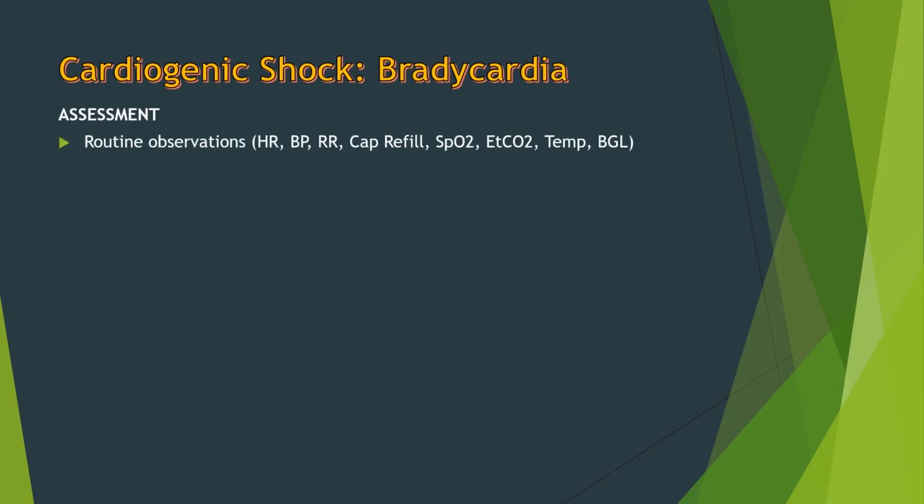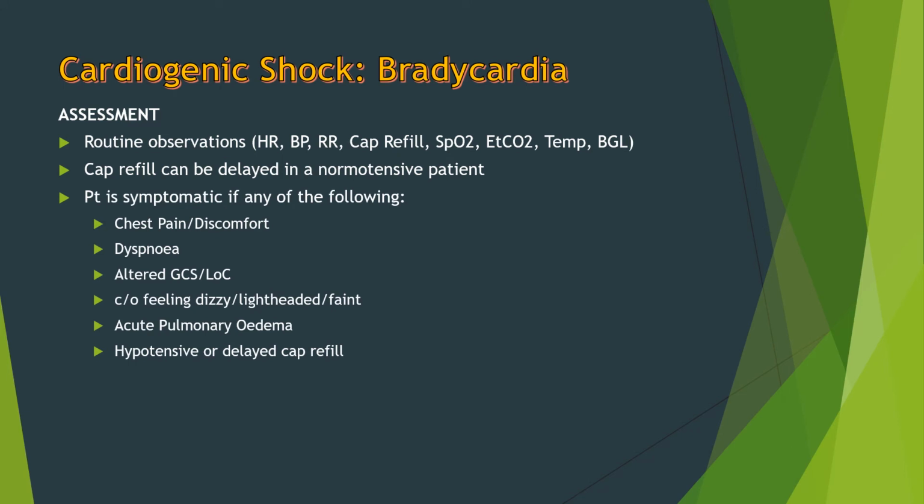Well, we're going to do our routine observations: heart rate, blood pressure, respiratory rate, capillary refill, SATs, end-tidal CO2, temperature, blood sugar. Capillary refill can still be delayed if the patient is normotensive. So that's a good way of demonstrating if the patient has impaired perfusion despite having a normal blood pressure.